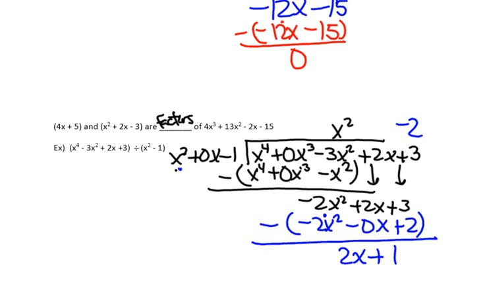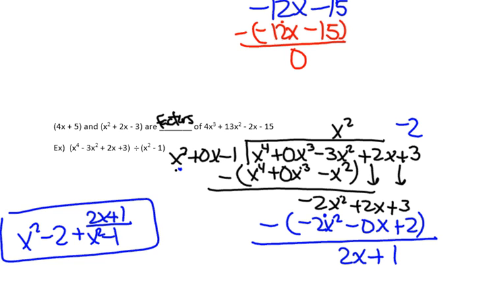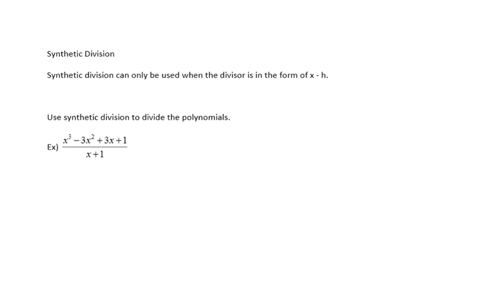So I write this as x squared minus 2 plus 2x plus 1 divided by the divisor, which in this case is x squared minus 1. So this is one way that I can divide polynomials. The other method I would like to discuss in this video is synthetic division. So synthetic division can only be used when the divisor is in the form of x plus h or x minus h.